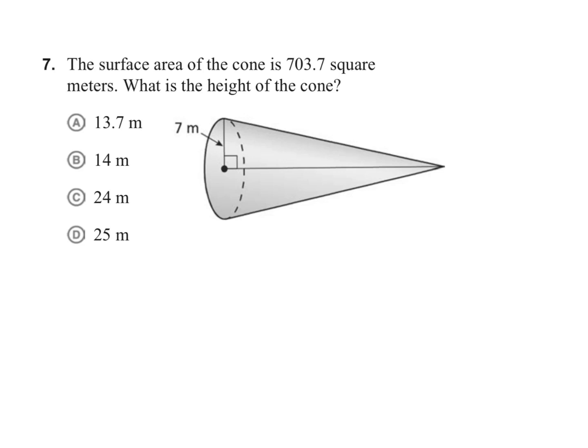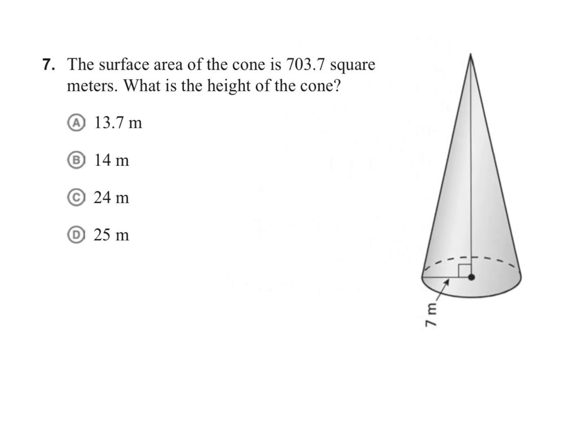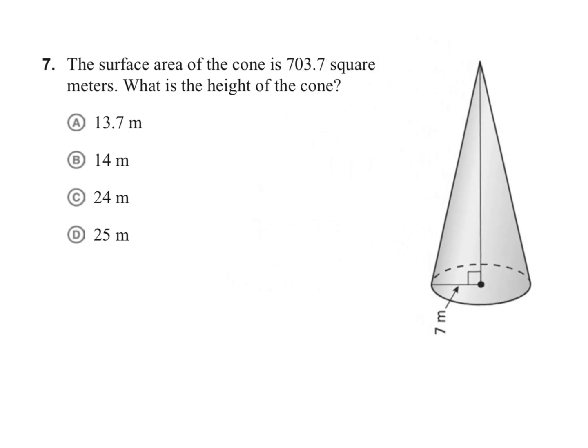7, let's rotate this cone. Might just be a little easier to understand how to do this problem if we look at it this way. So they're asking for the height of the cone, which is this dimension. And currently, all we know is that the radius is 7 and the surface area is 703.7.